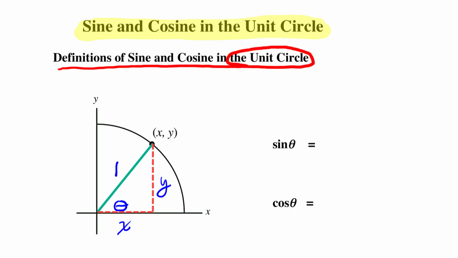Now we can use those values to develop the sine of theta and cosine of theta in the unit circle. Notice the sine of theta, opposite over hypotenuse, is y over 1, which is just y. And cosine, being adjacent over hypotenuse, simplifies to just x. That's actually the new definitions for sine and cosine in the unit circle.